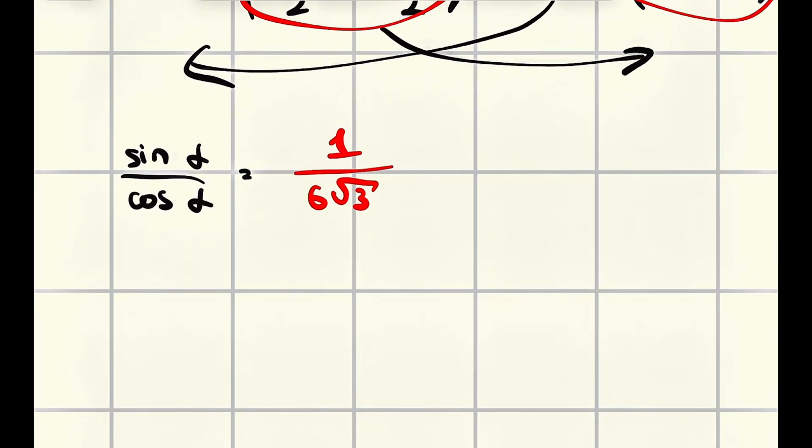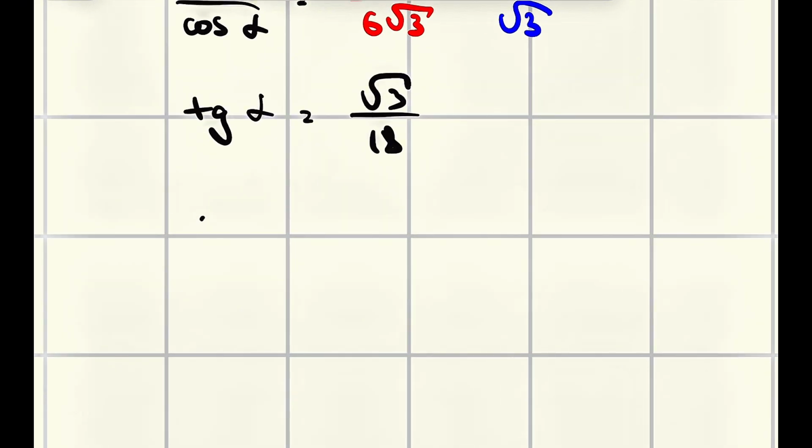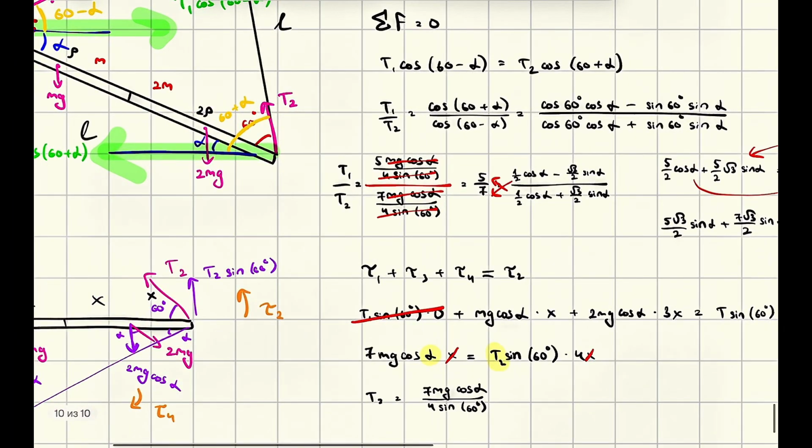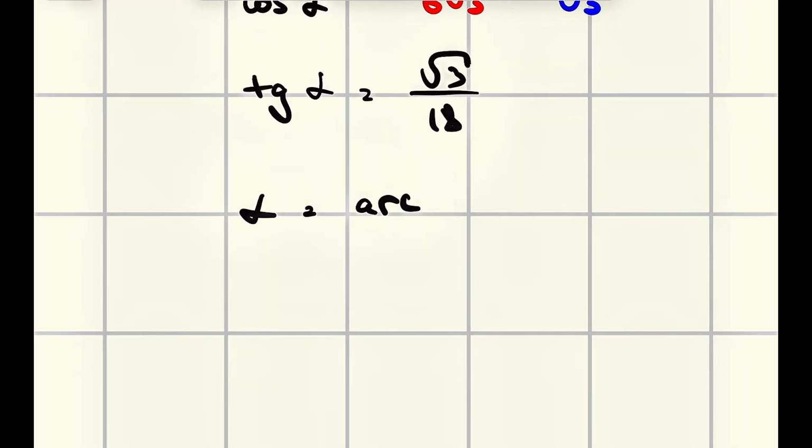And this would be tangent alpha equals 1 over 6 square root 3. If I multiply by square root 3, so as not to leave any square root below, above we have square root 3 divided by a regular 3 multiplied by 6, which is 18. This is our answer for our problem. We were meant to find alpha, and we have found it. This angle alpha is arc tangent of square root 3 divided by 18.